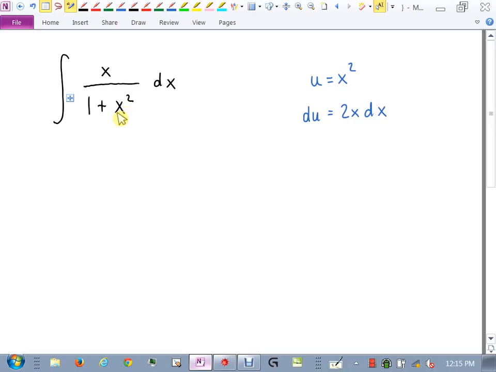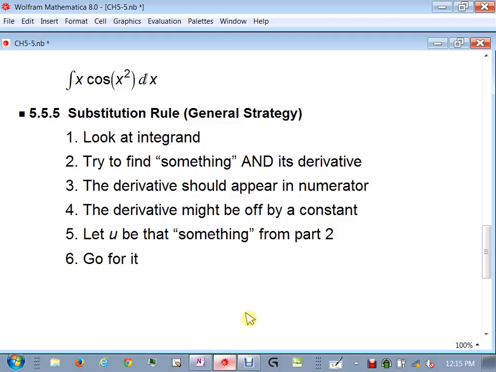Well, that's x to the negative 2 if you were able to move it up, but you can't move it up because it's attached to the one with addition. So you can't bring that up. It's not in the numerator, so I'm not sure I'm following. Oh yeah, no, one of the stipulations was that the derivative should appear in the numerator, not the thing you're calling u. Okay? So you find something and its derivative. The something we found can appear anywhere. Its derivative has to be up top.